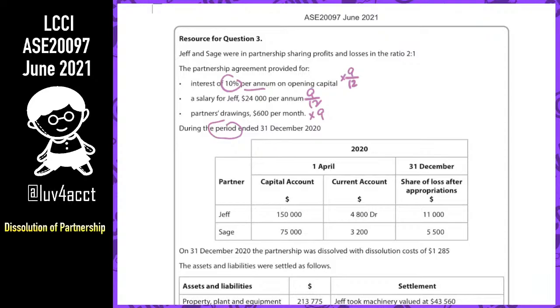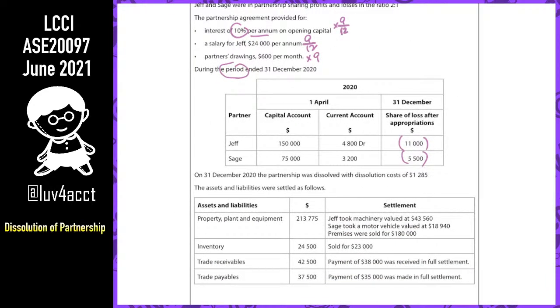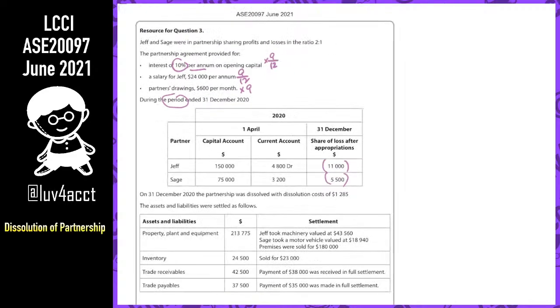So you are then given the capital balance and the current account balance of both partners, and the share of losses after appropriations. Okay, they are losses. Share of losses, we have to be careful. And then we have the partnership dissolved. It will go into the dissolution account, realization account. So before that, we can finish the current account of Jeff. Let us do it first.